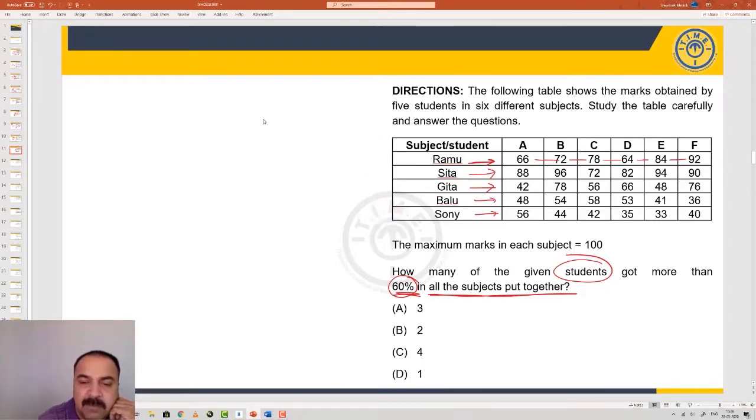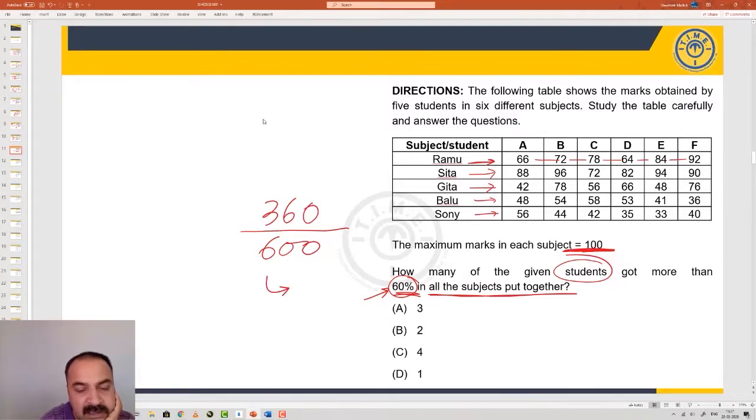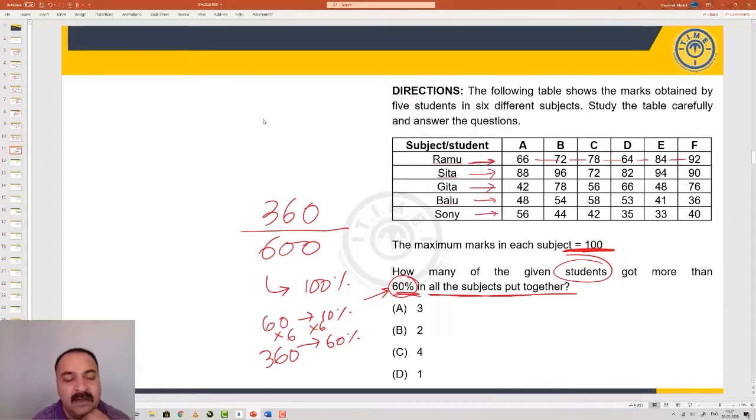Fair enough. Now every paper had a maximum score of 100. So all the 6 subjects, A, B, C, D, E, F, somebody is attempting total of 600 marks. What is 60% of 600? That will be 360. How do we do this? 600 is 100%. Therefore, 60 is 10%. If I want to go to 60%, therefore I'll multiply 10% by 6. And therefore 6 sixes are 360. So I will obtain a value of 360.